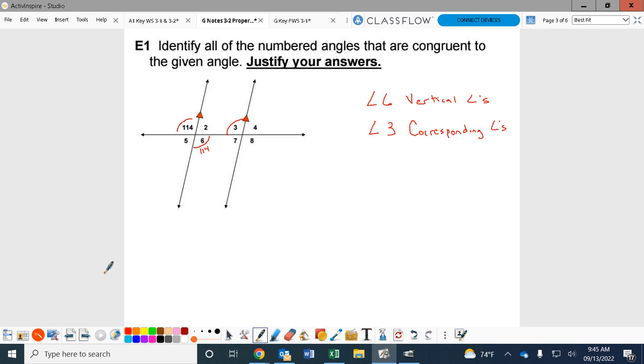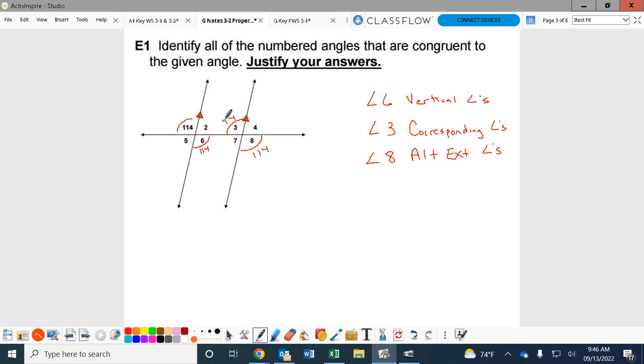The last one, there's one more, and then I'm going to talk about the pattern that it leaves. You'll kind of see the pattern. It's a zigzag. It makes it really easy to see every time. The 114 would also be the same as 8. Why is 114 the same as 8? What kind of angles are 114 and 8? They're going to be alternate exterior angles. So it would also be 114.